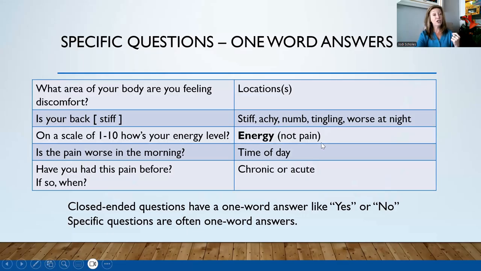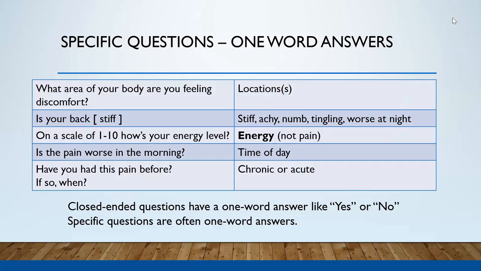The next type of questions are specific questions. Specific questions are generally one-word answers. What area of your body are you feeling discomfort? These sometimes are yes or no questions. Is your back stiff? Are your feet tingling? Is your condition worse at night? Okay, that third line there says, on a scale of 1 to 10, how's your energy level? Energy, not pain. It's a specific question about their energy.